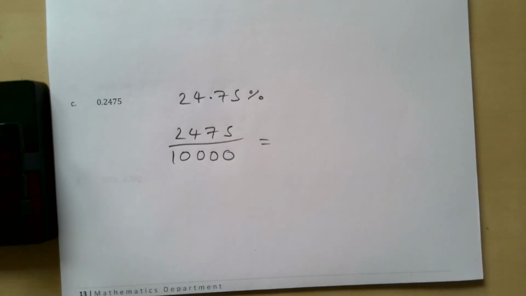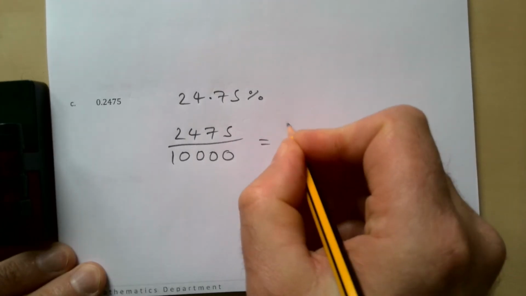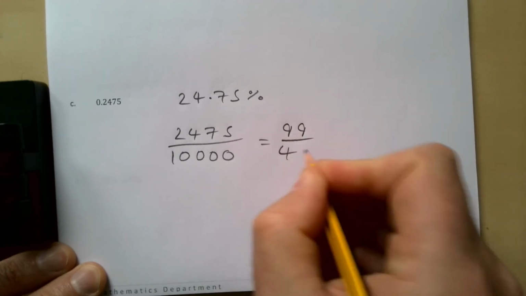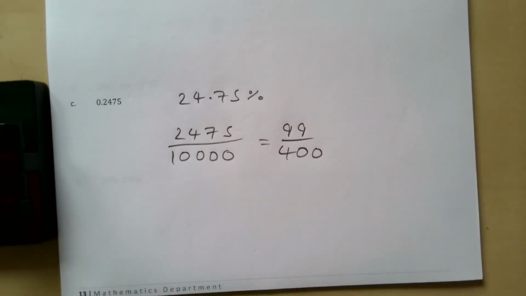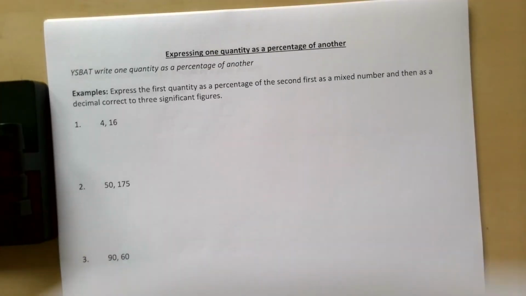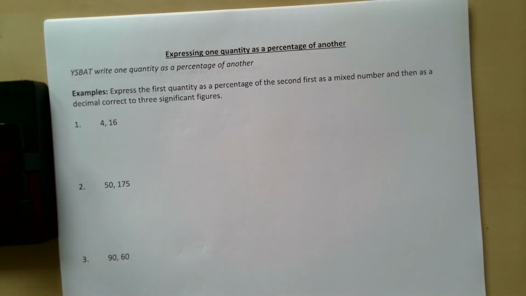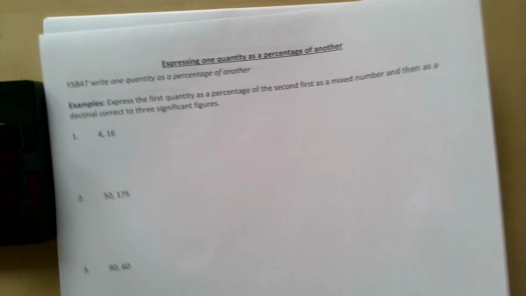So let's see what that gives us. I'll do a wee bit of cheating here. 2475 divided by... That cancels down to 99 over 400. If you put it into your calculator, and that should be us there. Expressing one quantity as a fraction of the other will be our last wee bit.